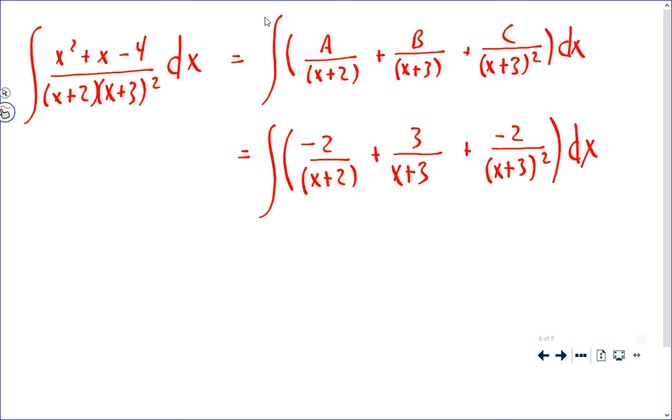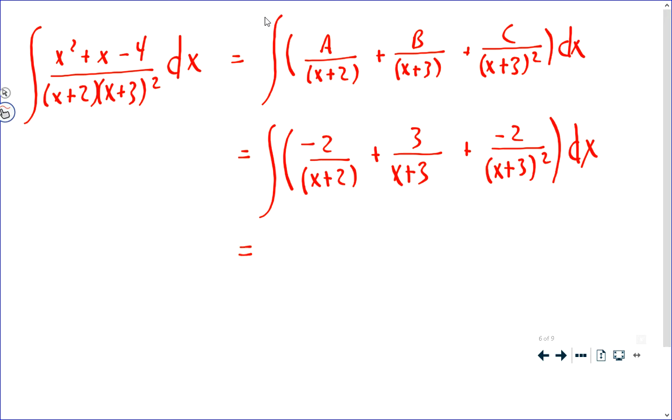Okay, let's not forget where we came from here. We started off by looking at trying to find the integral of (x² + x - 4) over (x + 2)(x + 3) quantity squared. We said that that integrand could be resolved into a sum of three partial fractions, which is a over x + 2, plus b over x + 3, plus c over (x + 3)². But we determined the values of a, b, and c. a is -2, b is 3, c is -2. These are all things now we can antidifferentiate to get our answer.